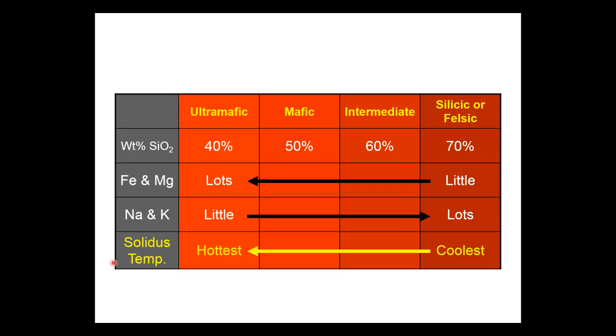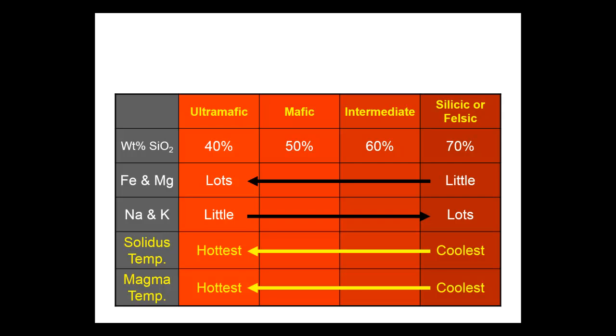Now, if we think about what that means, if the solidus temperature is high, in order to melt that rock, we have to then generate a magma that's even hotter. So we can conclude that the magma temperature of ultramafic compositions must be hottest, and that silicic or felsic magma must be coolest, and that the temperature of the magma then must change in a way that's similar to the temperature of the solidus of the rock, as shown in the bottom row of this table here. So let's focus then on the temperatures as a function of composition of both the rock and the magma.